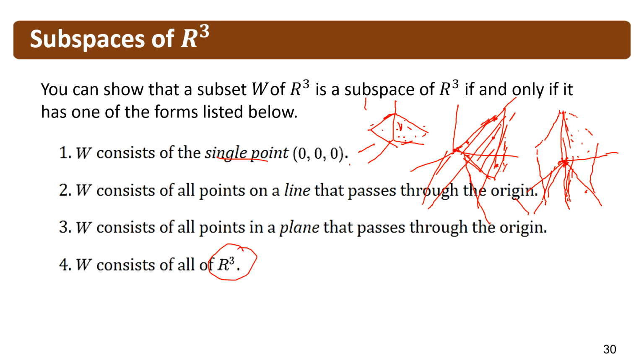And it consists of all points in a plane that passes through the origin. This is the plane, no? This is the plane. It's talking about that property here that passes through the origin. Okay? All points here. Okay?